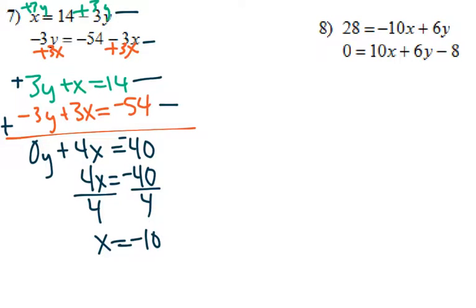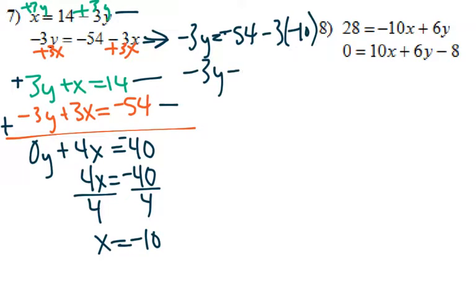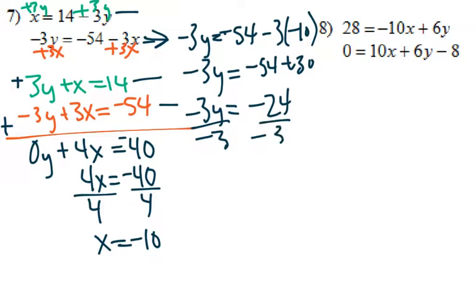Okay, now I can either use this version of the equation, I can use this version of the equation, doesn't matter. I'm going to use this one. So negative 3y equals negative 54 minus 3 times negative 10. So negative 3y equals negative 54 plus 30, which would be negative 24, divided by negative 3, and y would equal positive 8. So our answer, negative 10, positive 8.